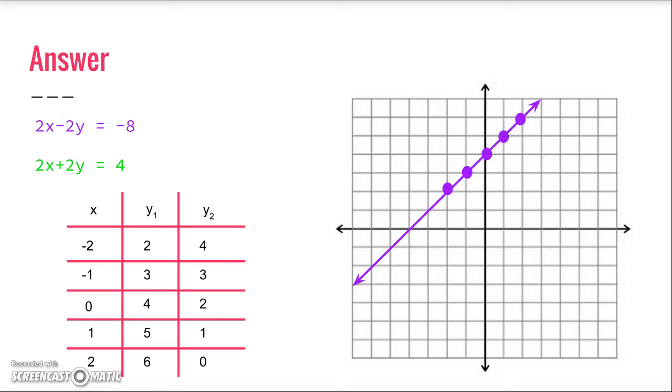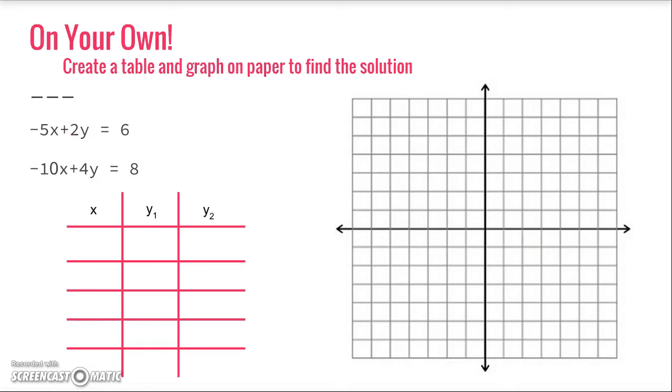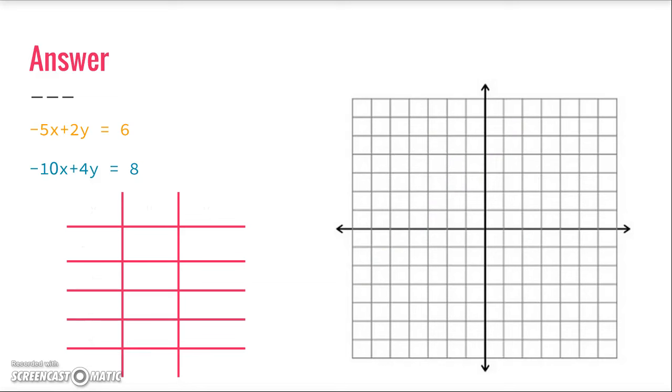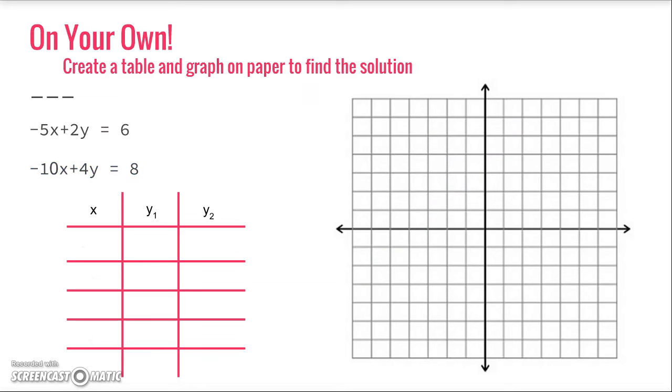So let's see it on a graph and check our work. As you can see, you go back 1 on the x value, -1, and up 3. Perfect, both intersect. Oop, skipping ahead, there we go. All right, another one on your own. Take the time to pause the video now. You have -5x plus 2y equals 6, and -10x plus 4y equals 8.